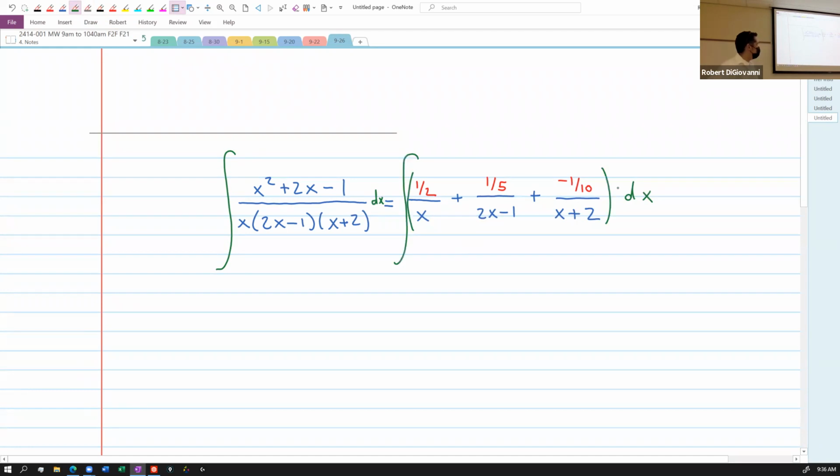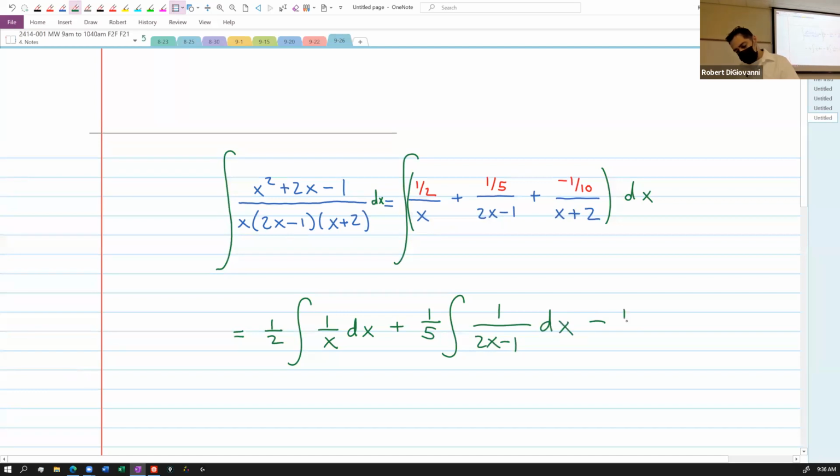Now that 1/2 and the 1/5 and -1/10, those really don't matter. I can rewrite this as 1/2 integral 1 over x dx plus 1/5 integral 1 over 2x minus 1 dx minus 1/10 integral 1 over x plus 2 dx. I'm splitting it into 3 integrals. The constants that we found, A, B, and C up top, we just pull out in front of the integrals. Each of these 3 integrals is a constant over linear, which should turn into natural logs. We have to be careful though.